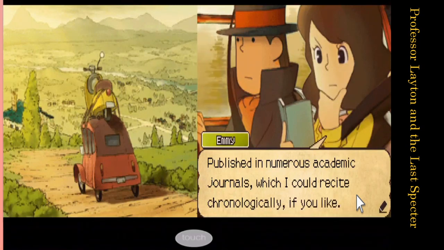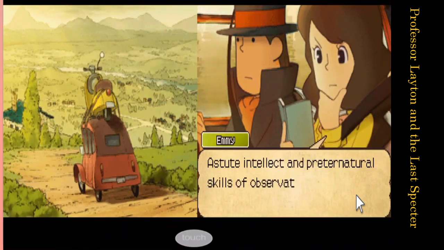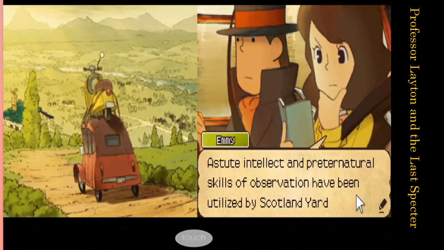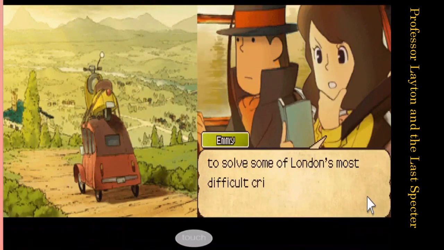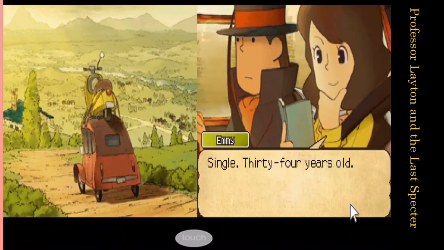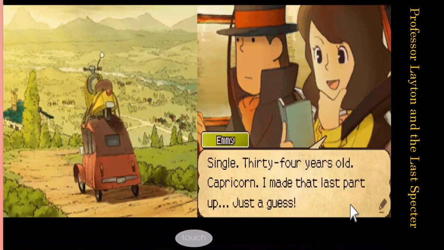Published in numerous academic journals, which I could recite chronologically if you'd like. Astute intellect and skills of observation have been utilized by Scotland Yard to solve some of London's most difficult criminal cases. Single, 34 years old, Capricorn. I made that last part up, just a guess.